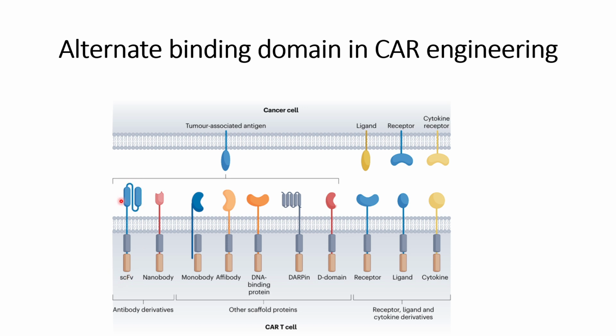However, the problem with this single chain variable fragment is that its size is too big and it also has multiple domains, and that will create improper folding, and in some cases it might even lead to tonic signaling within the CAR T cells without it being activated or without the single chain variable fragment interacting with the tumor associated antigens.